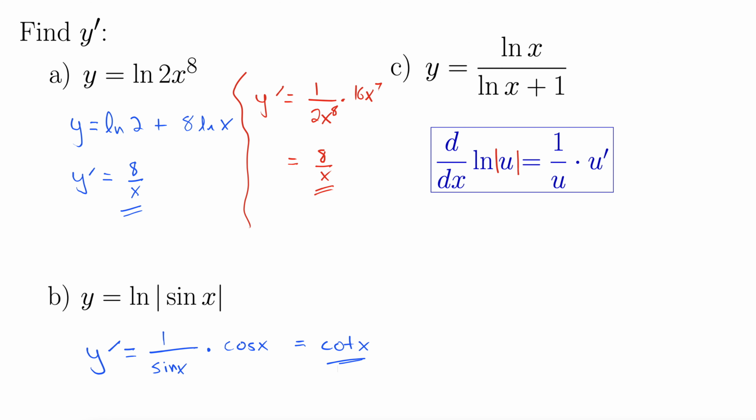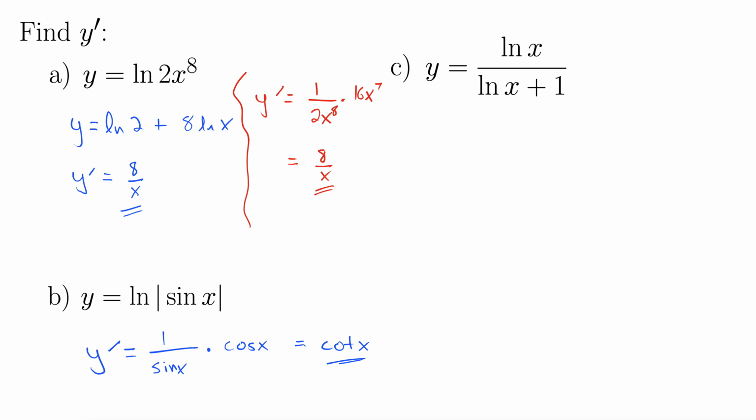Moving on to part C. For part C, we have y equals natural log x over the quantity natural log x plus 1. Well, that's a quotient, so we're going to need the quotient rule. Low d high minus high d low over the square, and away we go, so to speak.